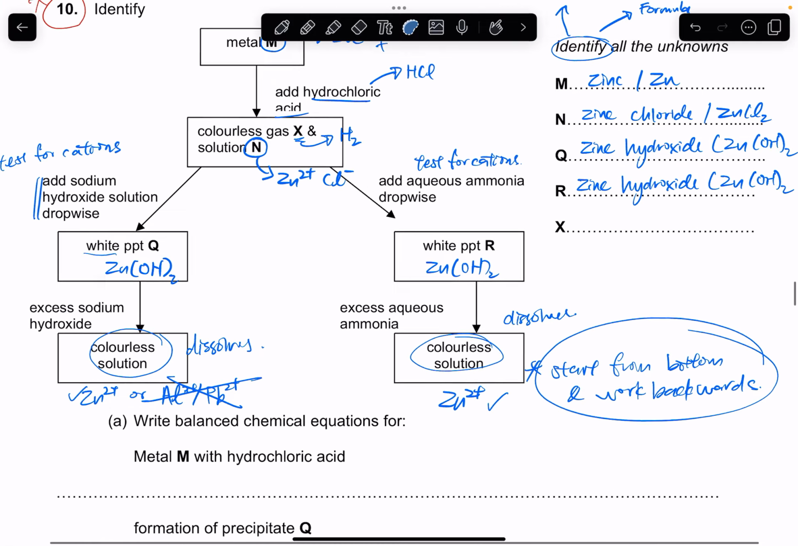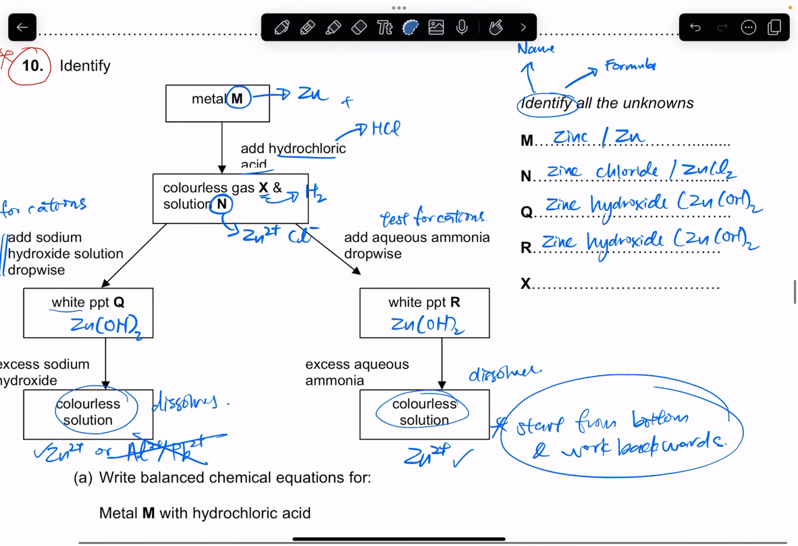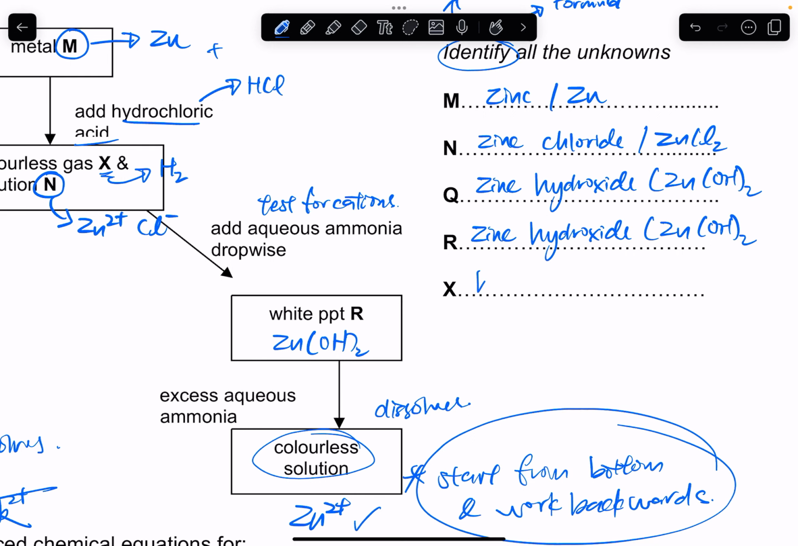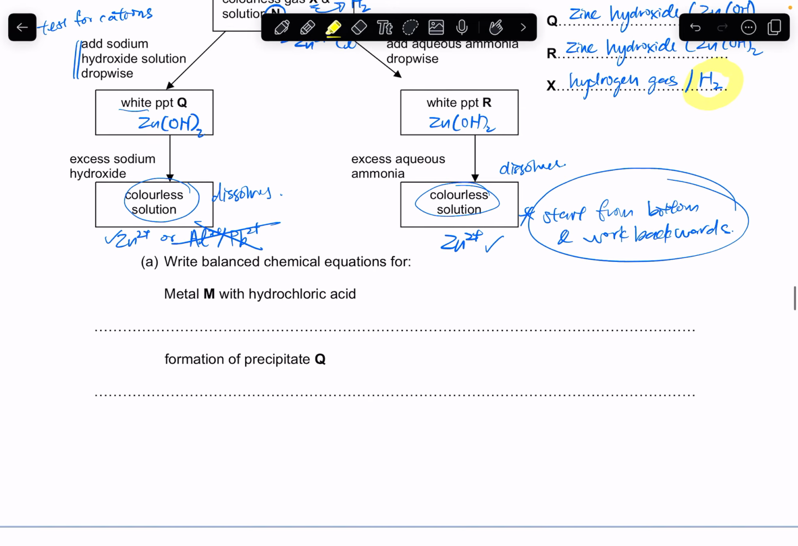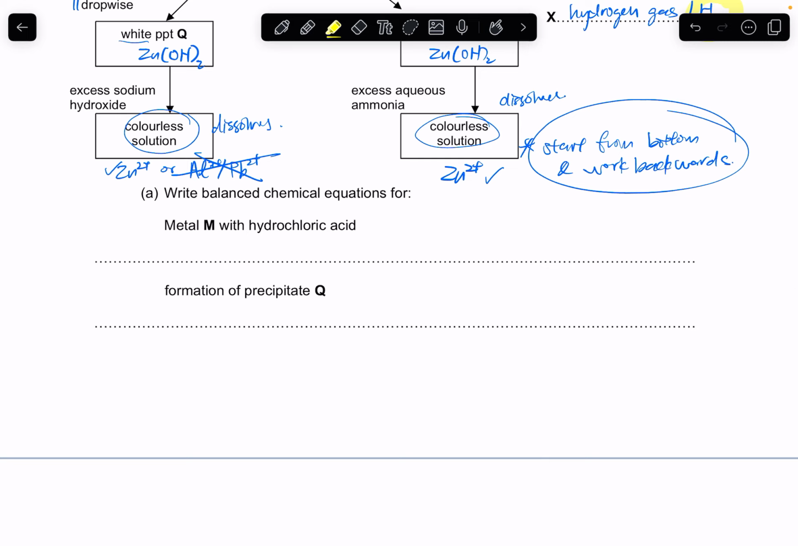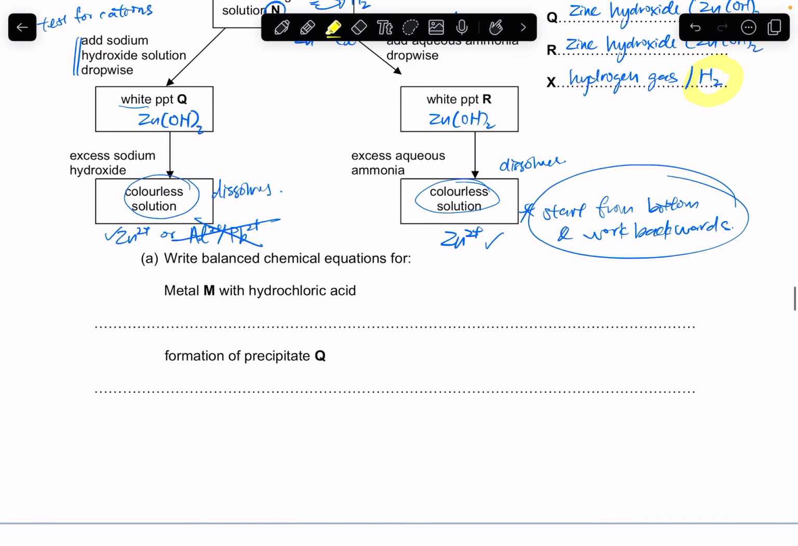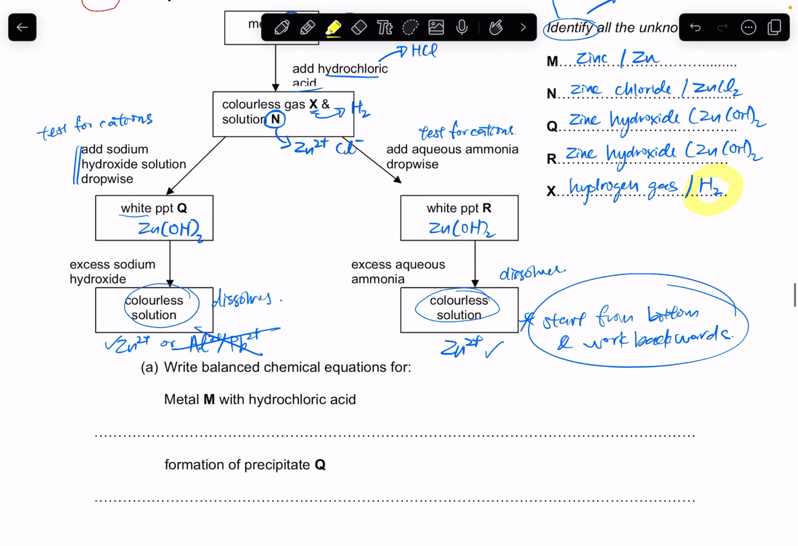For X, we have colorless gas, hydrogen gas. So note it must be H2. It's a diatomic molecule, so cannot just write H or H+. And you can see that often they ask you to write the equation for formation of something or the reaction with something. So the formation of precipitate Q, you can see on the left side.